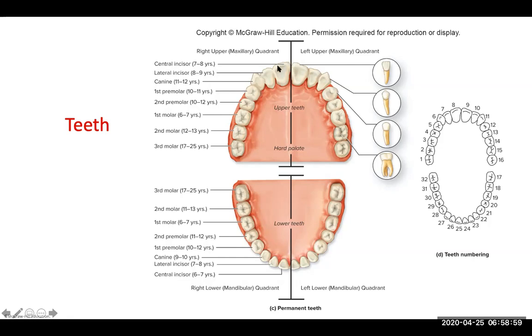So here are your incisors. You have 2 of them per quadrant because you have a central incisor and a lateral incisor. Then your canines are what I think of as the dog teeth. They look pointy. Then you have 2 premolars, 2 molars, and then the 3rd molar is your wisdom tooth.